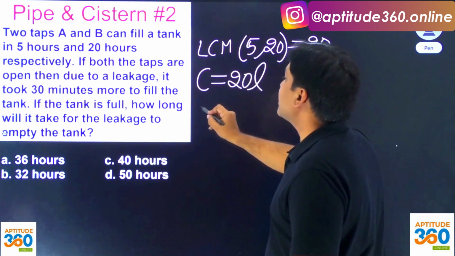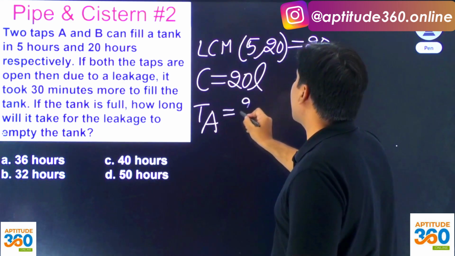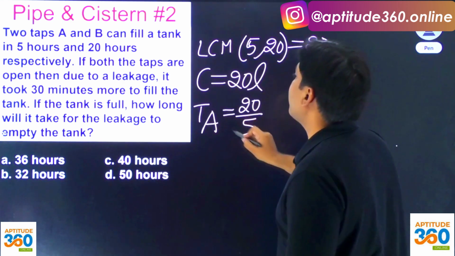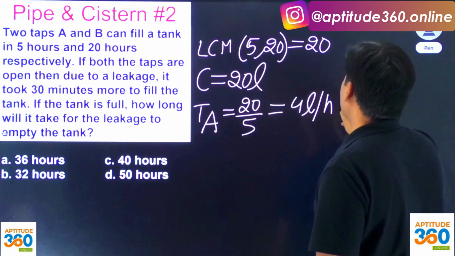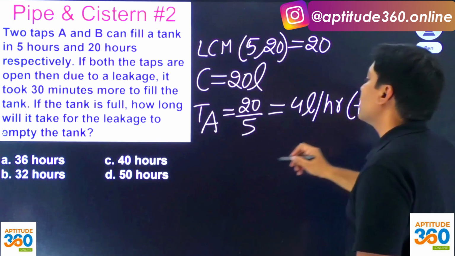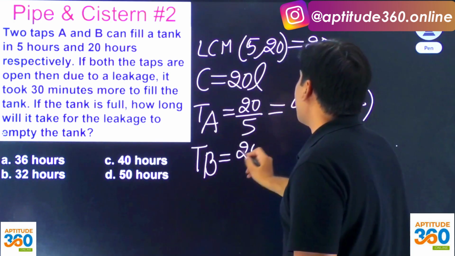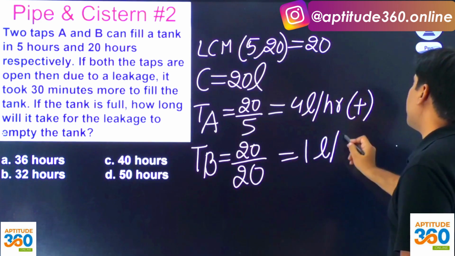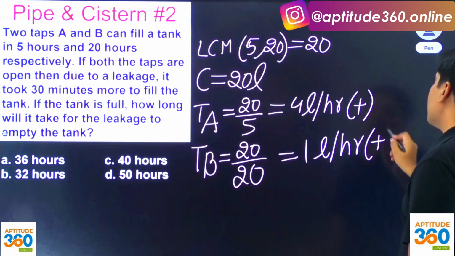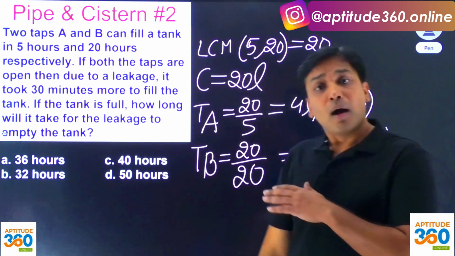And once you have done this, so you would say that tap A can fill this in 5 hours. So what is going to be the rate? 4 liters per hour. Positive work. And how about tap B? Tap B can fill this entire tank in 20 hours. So this is going to be 1 liter per hour. Again, because पानी अंदर आ रहा है, so I am taking this as positive work.